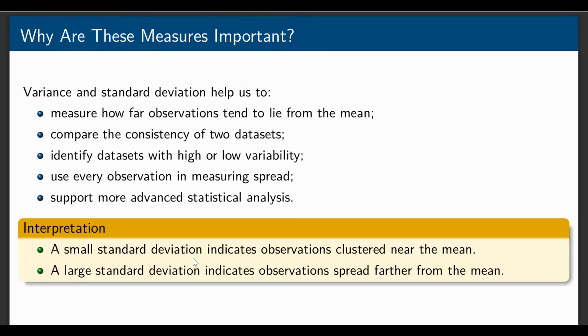So a small standard deviation, once again, as we saw with the range, indicates that observations are clustered, or close to the mean. And a large standard deviation indicates that the observations are spread farther from the mean.